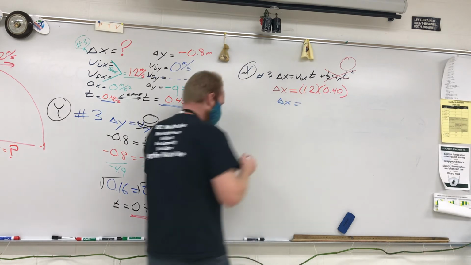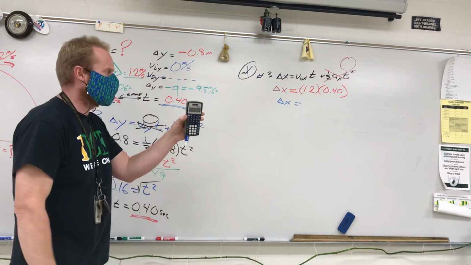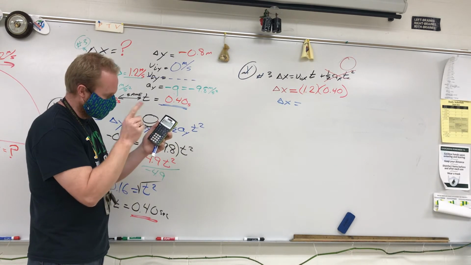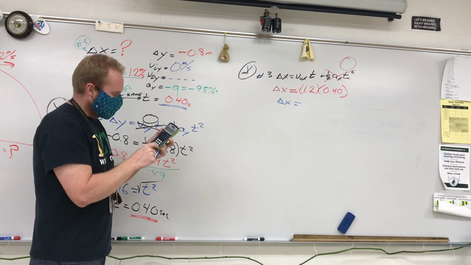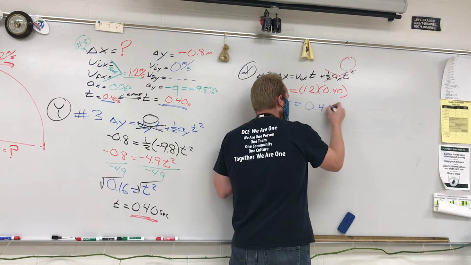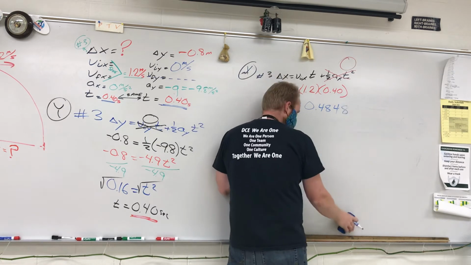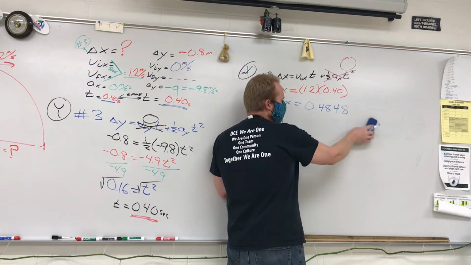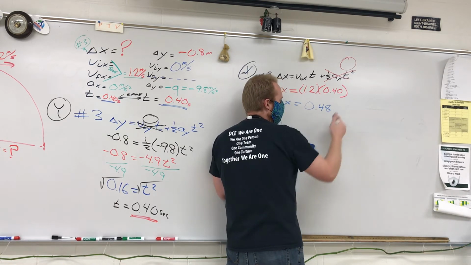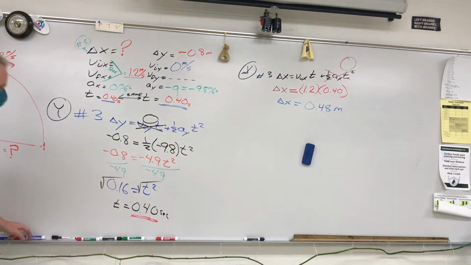Delta x is equal to, now again, my calculator still has all the decimals in there. So instead of just saying 1.2 times 0.4, I'm going to say times my answer, times 1.2. And what I get is a value of 0.4848 something, something. But I'm good to 2 decimals, so if I follow the rules of rounding, we're left with 0.48 meters.